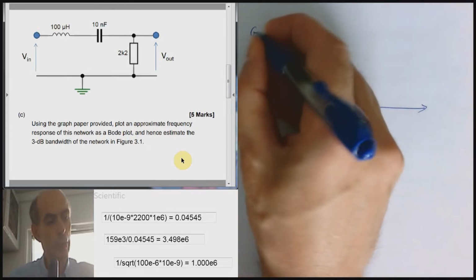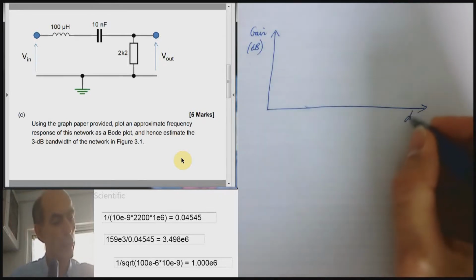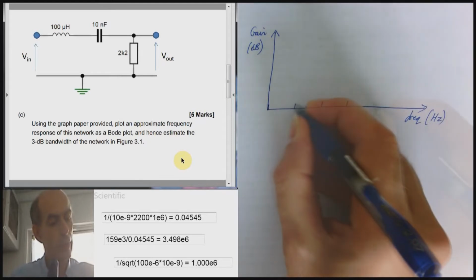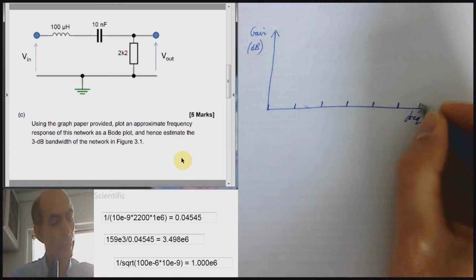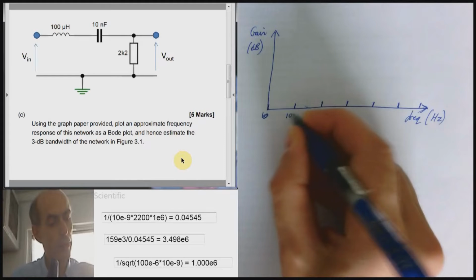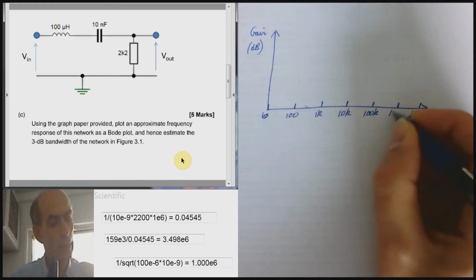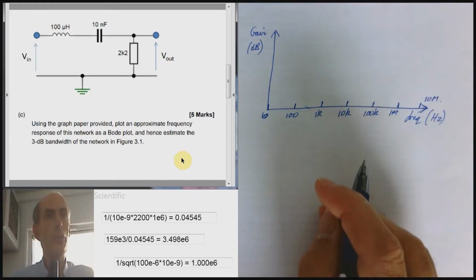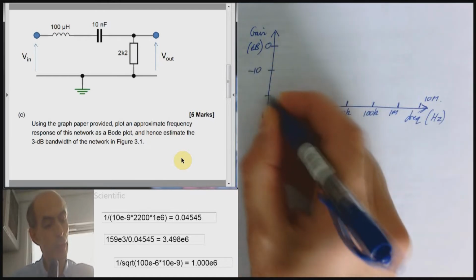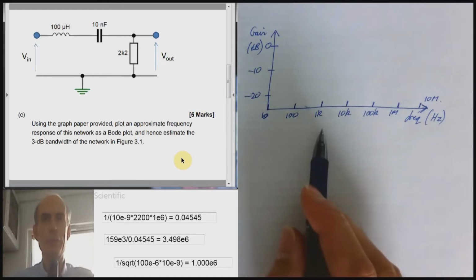Drawing it out with the axes labelled, gain, units of dB, frequency, units of hertz, and I'm going to use a logarithmic scale here, since that makes them easier to draw. Say 10 hertz there, 100 hertz here, 1 kilohertz, 10 kilohertz, 100 kilohertz, 1 meg, and 10 meg. And just by drawing out axes, with scales labelled with units will get you 2 of the 5 marks.